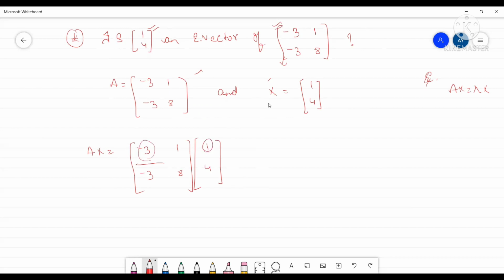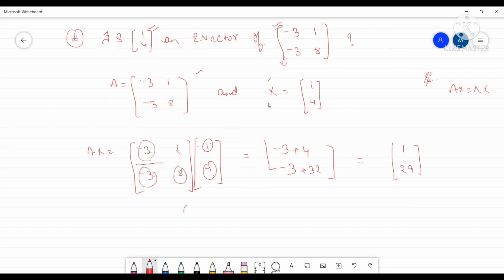-3 into 1, -3 plus 4, and this -3 into 1, -3, and this 8 into 4, that is plus 32. So what is that you'll get? This is equal to 1 and 29, right?